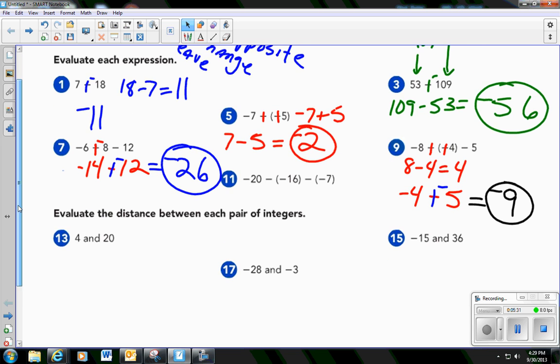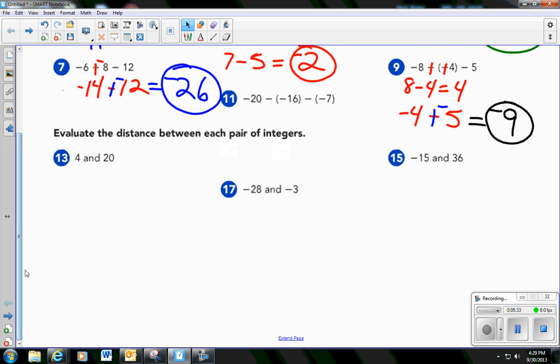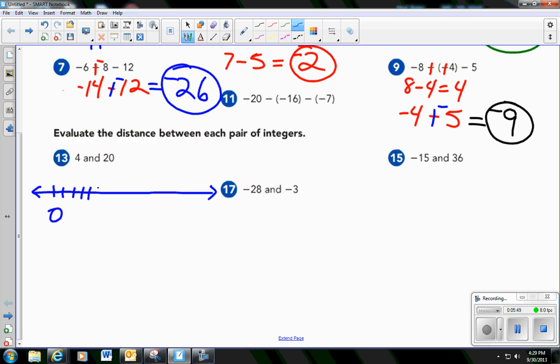All right, now let's look at 13, 15, and 17. Here it's a little different. They're asking us to evaluate the distance between each pair of integers. Okay, so if we look at a number line here, and here is 0, 1, 2, 3, 4, 5, 6, 7, 8, 9, 10, 11, 12, 13, 14, 15, 16, 17, 18, 19, 20. Okay, so there's our number line.